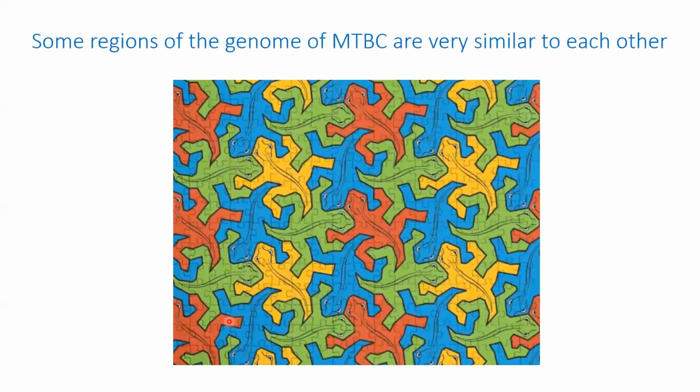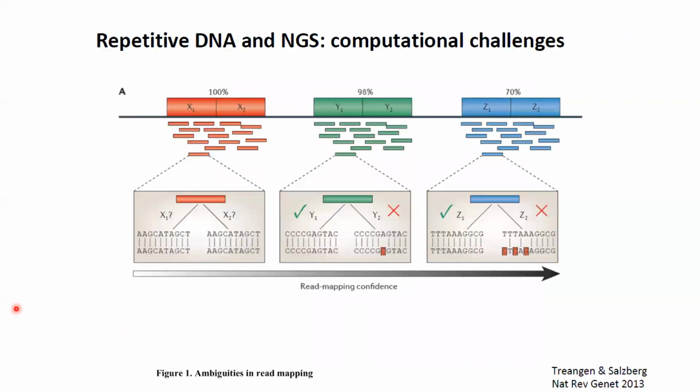Another feature of sequencing analysis of Mycobacterium tuberculosis is the repetitive regions, which make up around 10% of the genome. So approximately 10% of regions in the genome are very, very similar to each other. And that means it's very difficult to find where each of our reads actually maps or aligns. And this is what I'm trying to illustrate here.